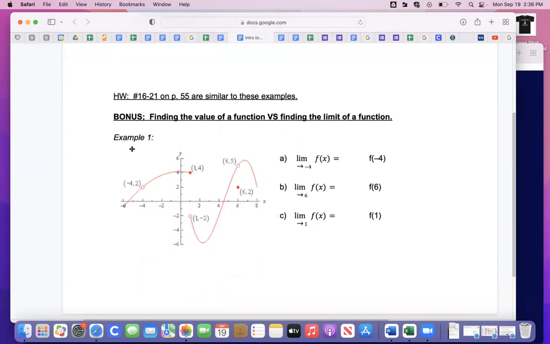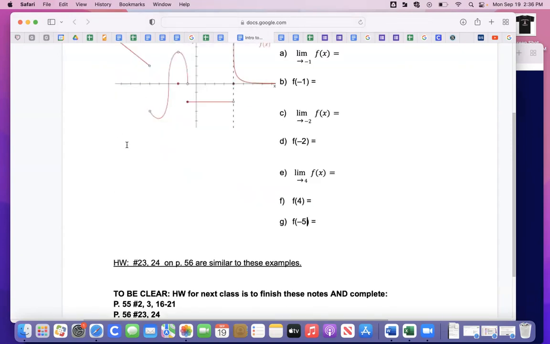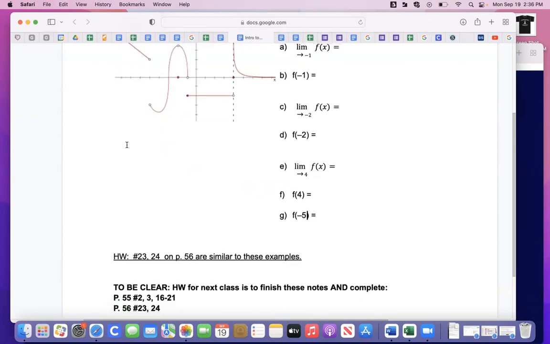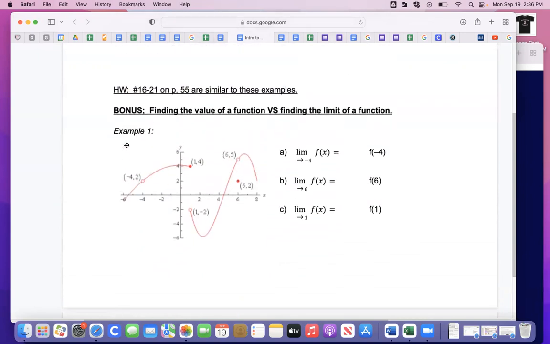All right, now the last set of homework problems, we're going to add a little bonus feature to it. The last set of homework problems are going to be 23 and 24 on page 56, and I want to show you how to do those. This is going to look very similar to what your homework on those questions is, but let me show you how to do them.